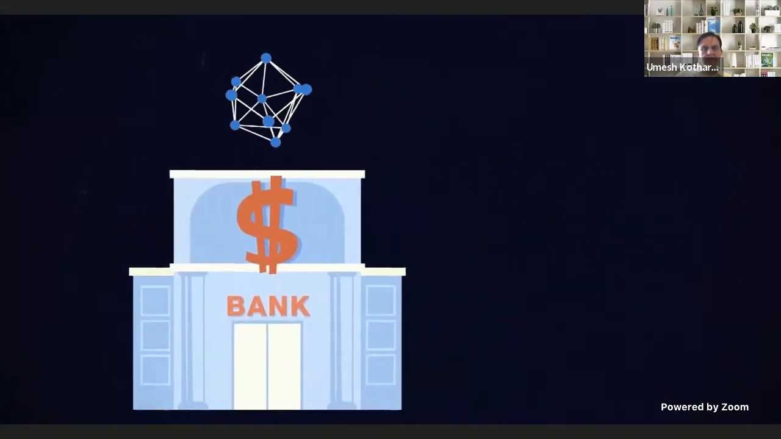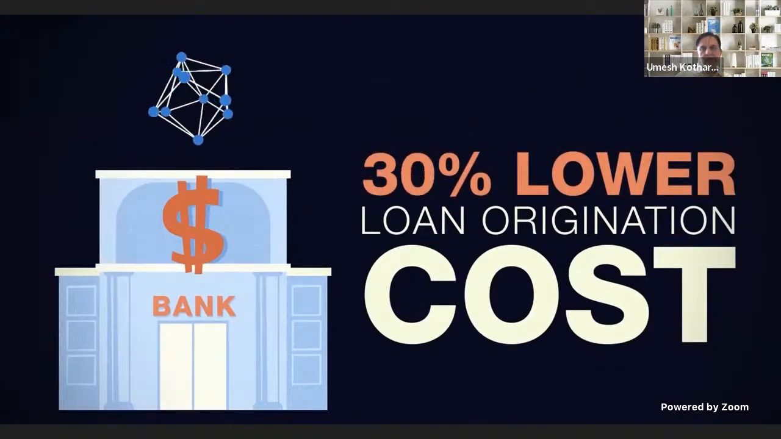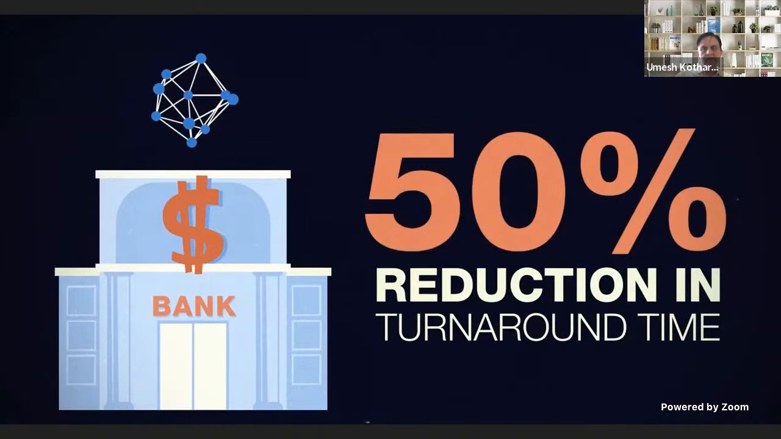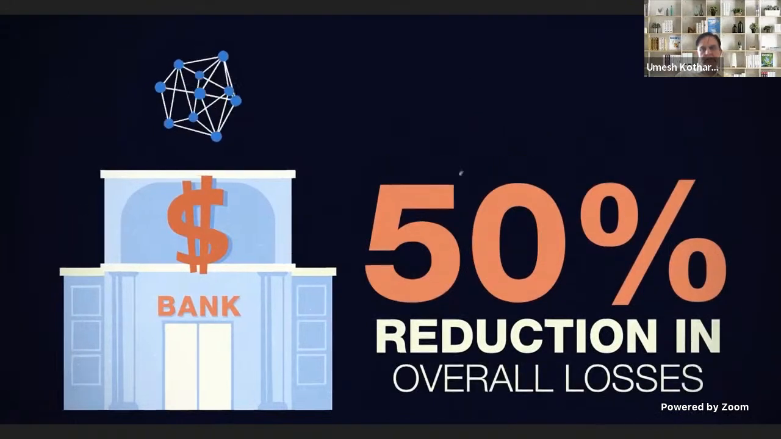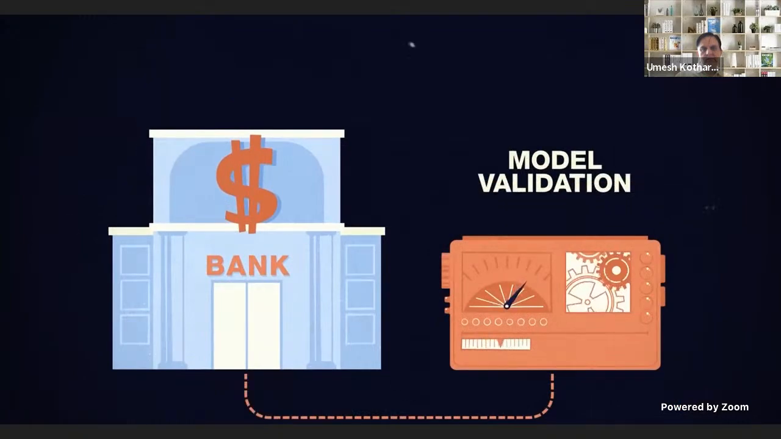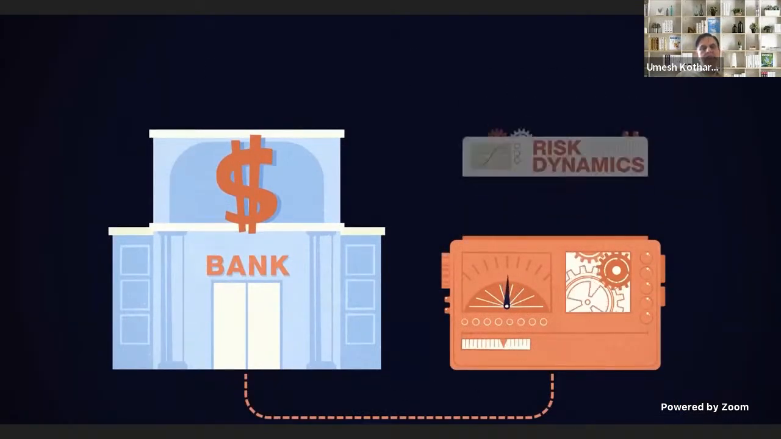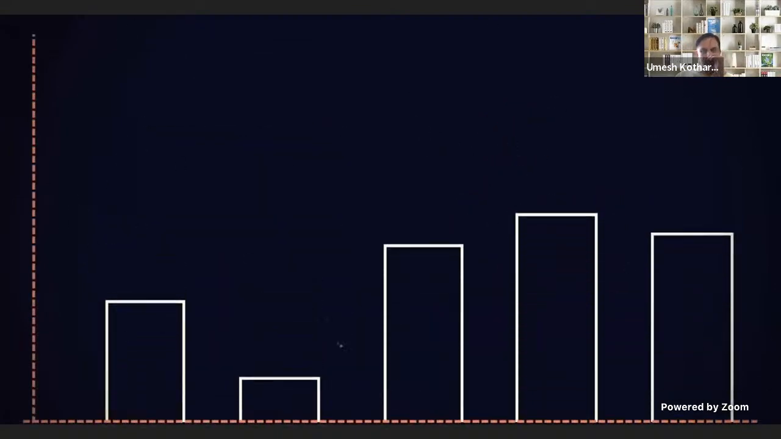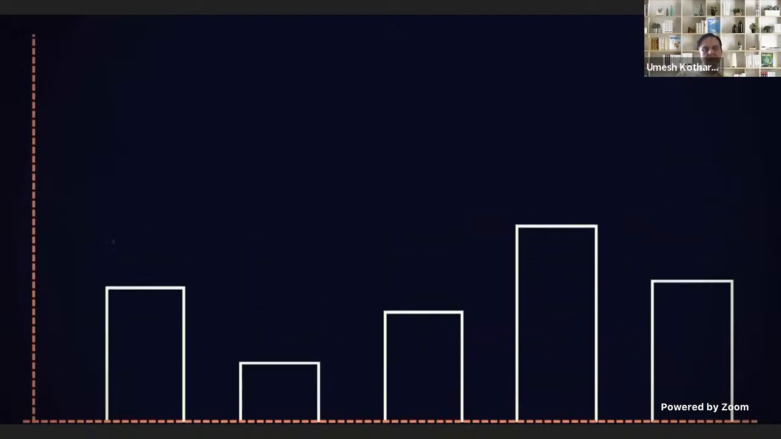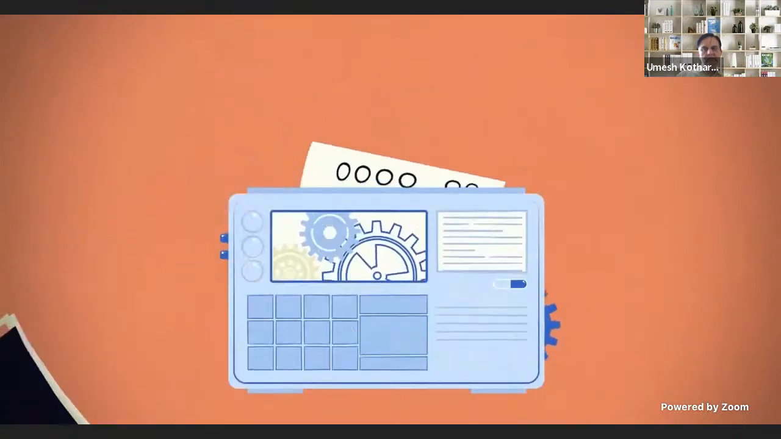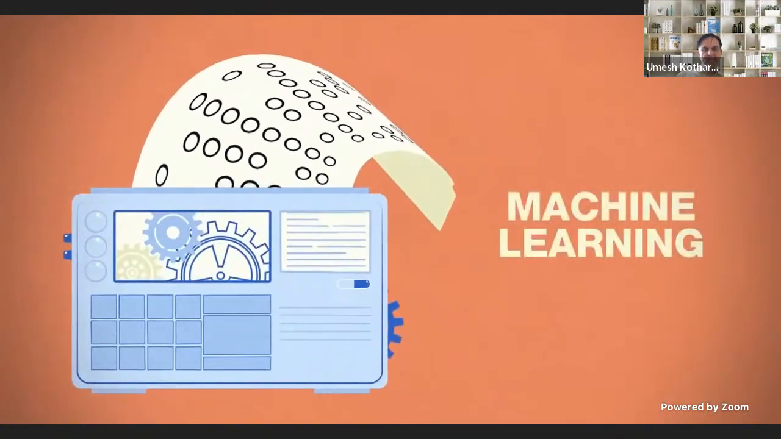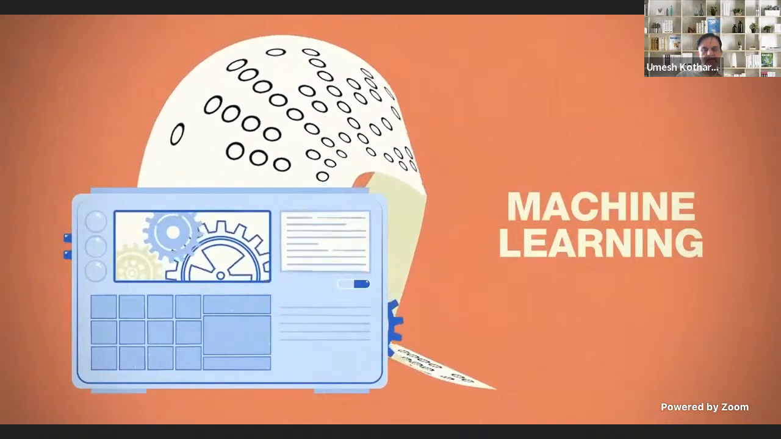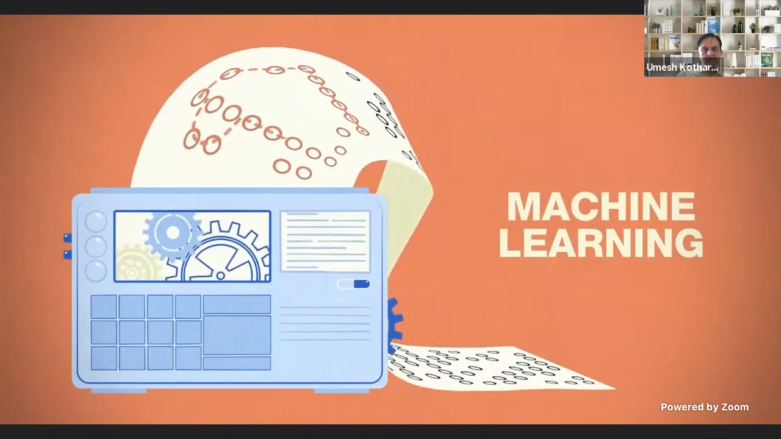In an Asian bank, our efforts led to a 30% lower loan origination cost and a 50% reduction in both turnaround time and overall losses. McKinsey is also at the forefront of model validation and model risk management. Our recent acquisition of Risk Dynamics, a leading risk analytics firm, further bolsters our abilities in this burgeoning area. Banks, insurers, and asset management companies have long relied on statistical techniques to rate borrowers. Today, we can complement traditional analytics with new techniques, such as machine learning, to find previously unidentified patterns to help clients make more accurate predictions.